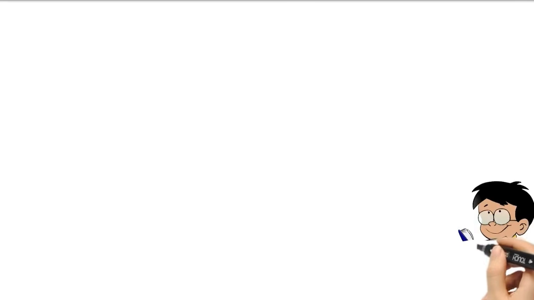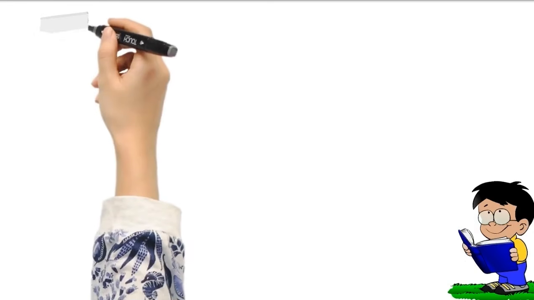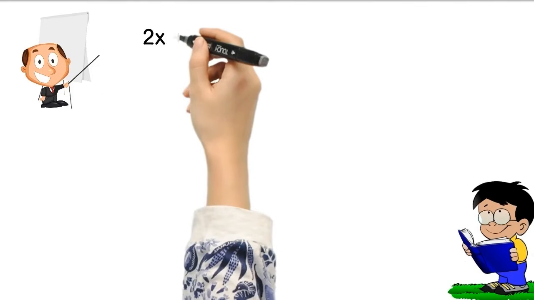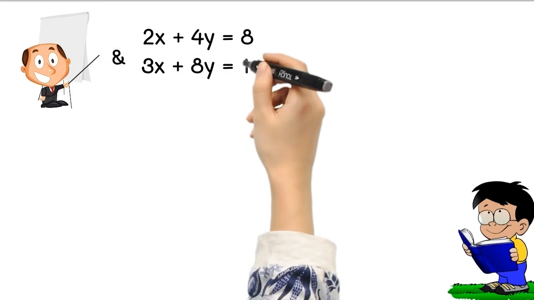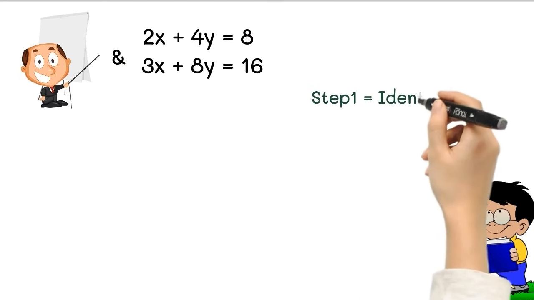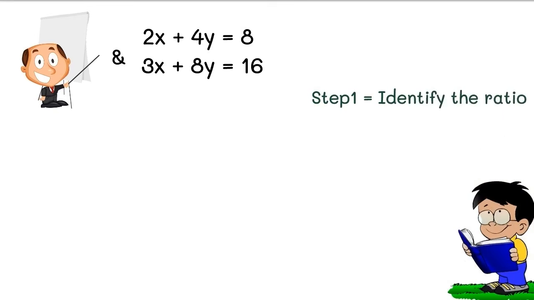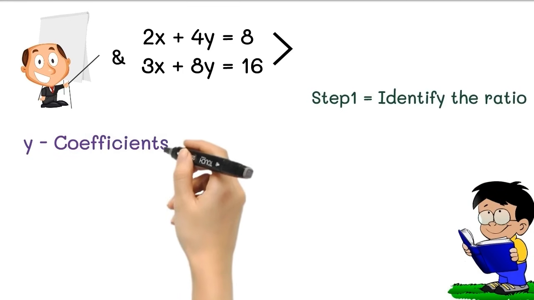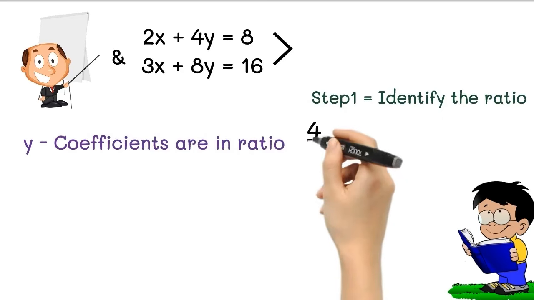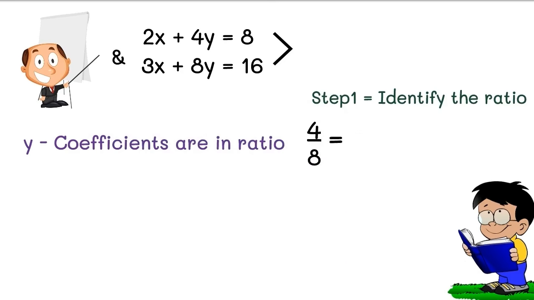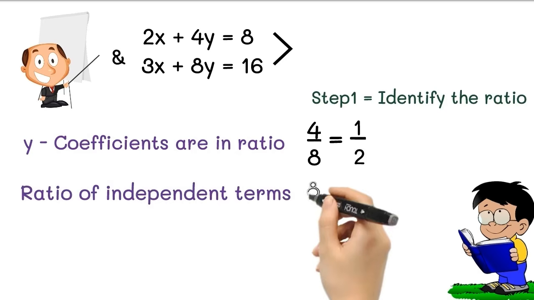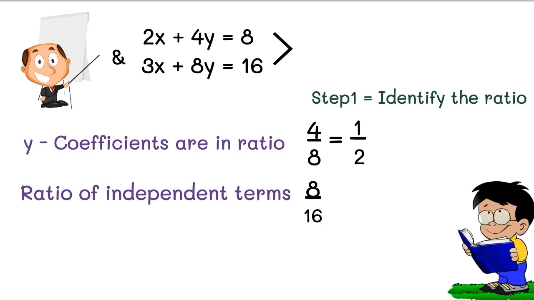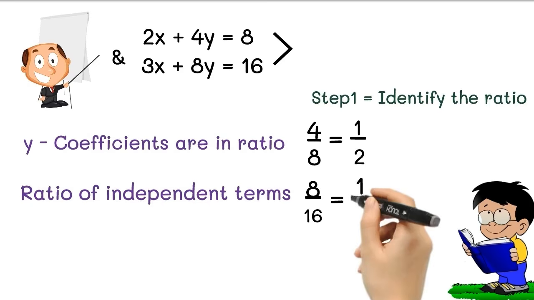Now, let's consider a practical example for this. Suppose we have the equations 2x plus 4y equals 8 and 3x plus 8y equals 16. In the first step, we need to identify the ratio. If you observe both equations, you will see that the y coefficients are in the ratio. Now take the ratio of y coefficients, which is 4 upon 8, that is nothing but 1 upon 2. Now take the ratio of independent terms, which is 8 upon 16, and that is nothing but 1 upon 2.